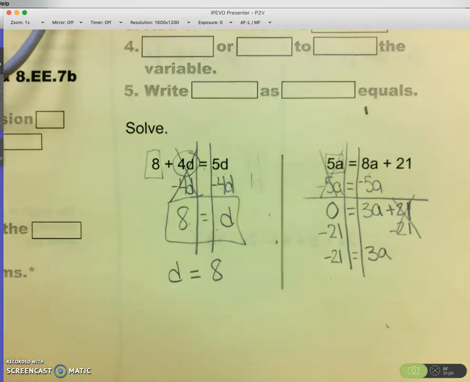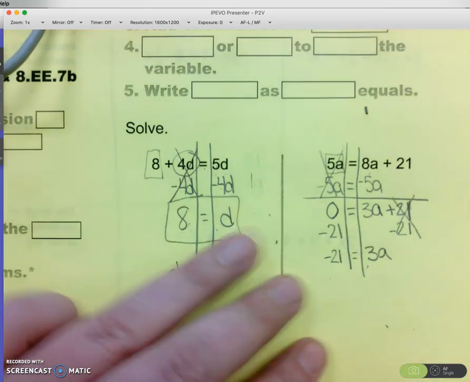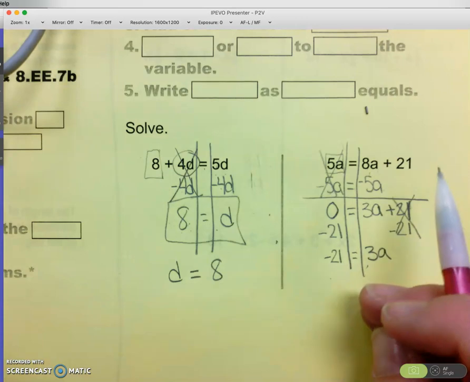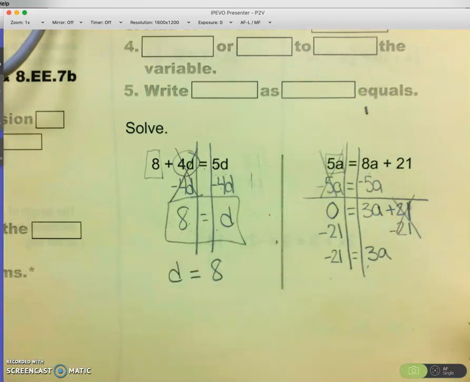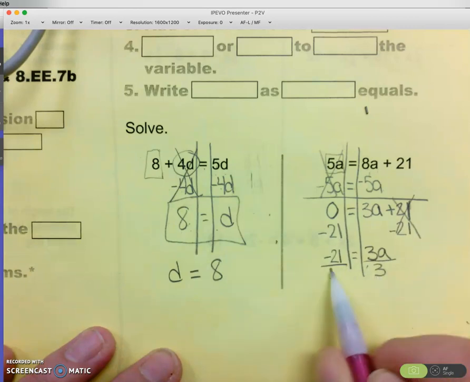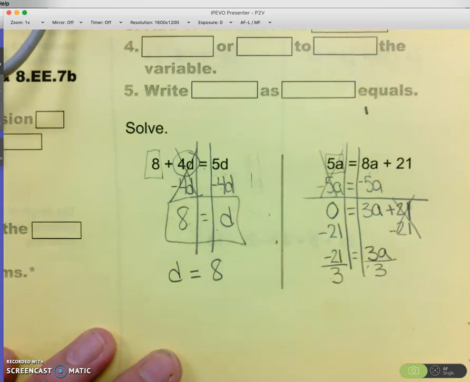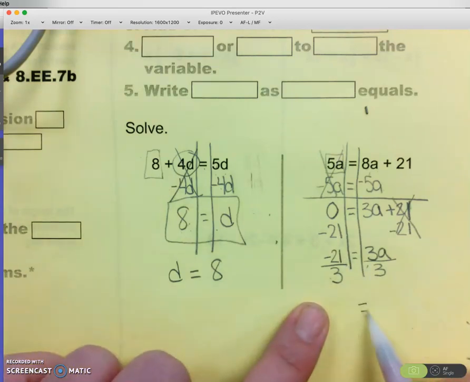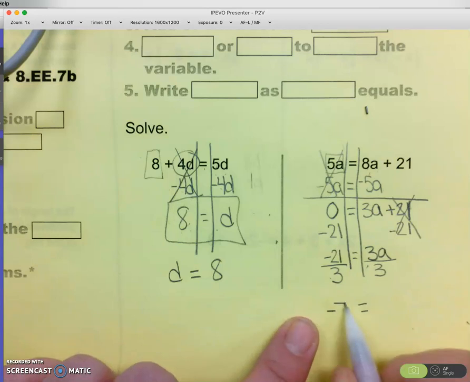So now this time I have a coefficient on my variable. I have 3. So 3a. Remember your algebra tiles, you had 3 of them, you had to split them into 3 groups. When you're splitting them into 3 groups, what are you really doing? Dividing. So you're going to divide this side into 3 groups, but then you have to divide this side into 3 groups. This is where we have to remember if I have a positive and a negative and I'm dividing them, your answer will be negative.